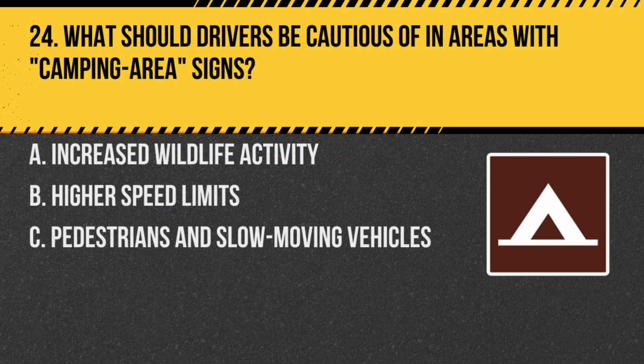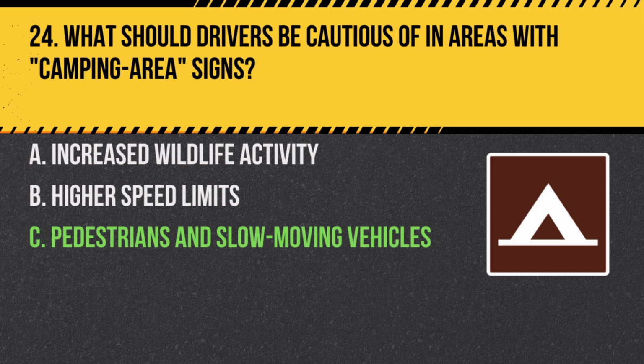Question 24. What should drivers be cautious of in areas with camping area signs? A. Increased wildlife activity. B. Higher speed limits. C. Pedestrians and slow-moving vehicles.